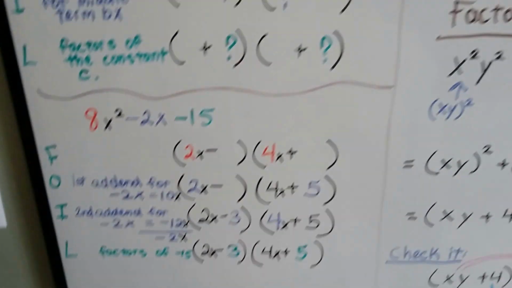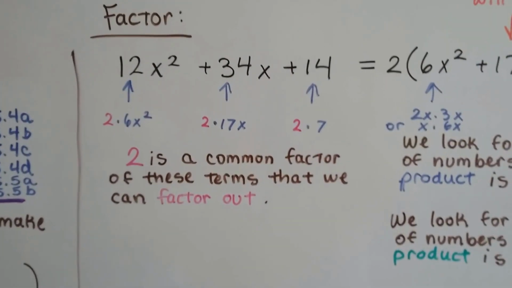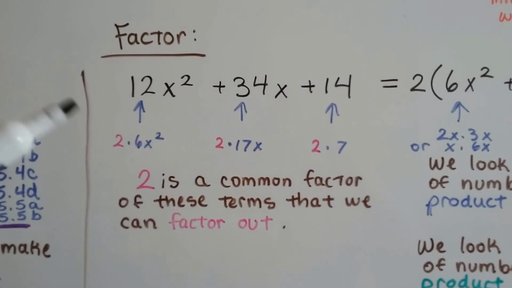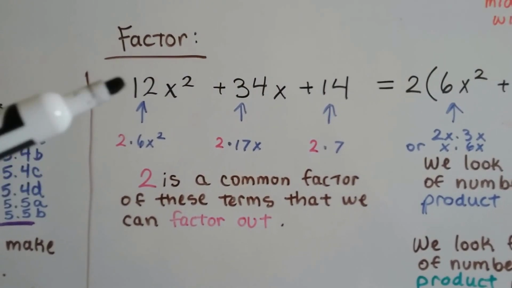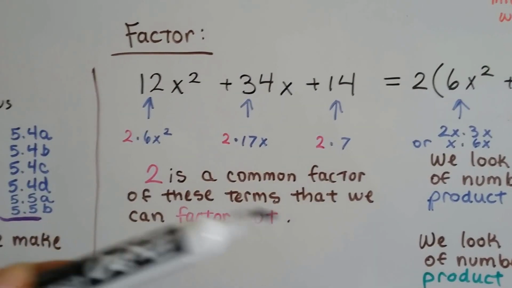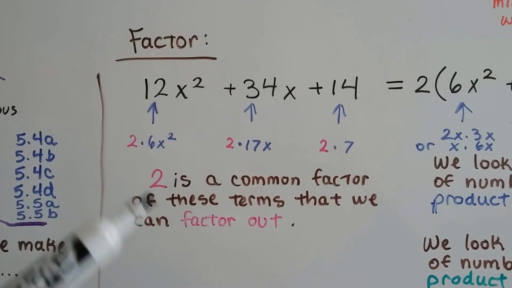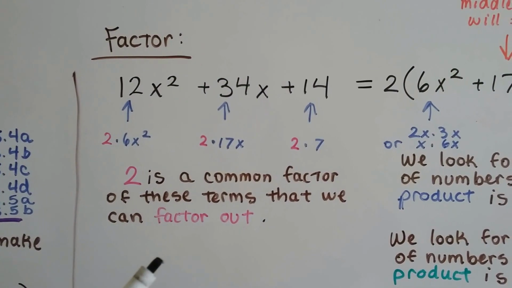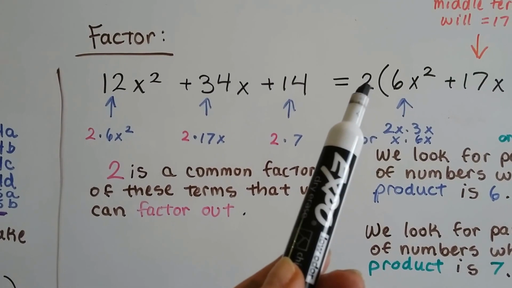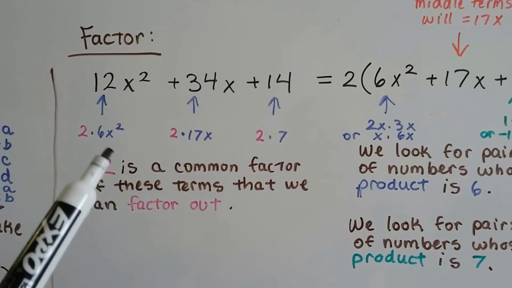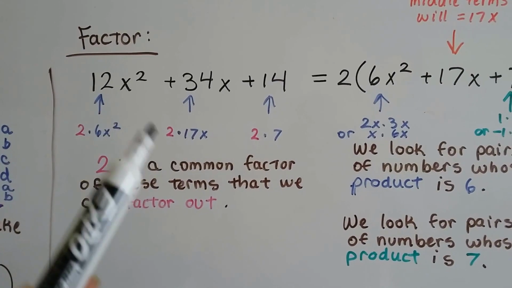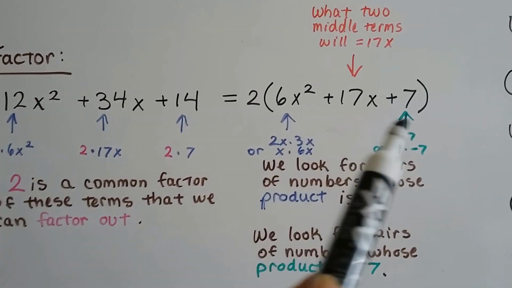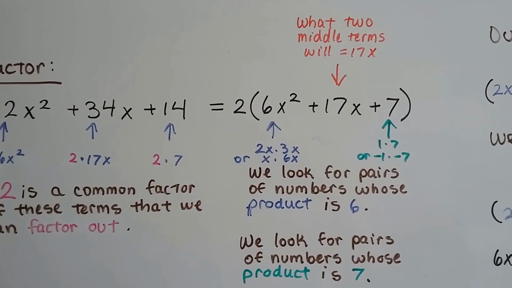See? Now take a look at this one. We've got a 12x² plus 34x plus 14. And we ask ourselves, can anything be factored out? If we factored each one of these by a 2, we could see we have 2 times 6x², 2 times 17x, and 2 times 7. So 2 is a common factor of these terms, and we can factor it out. So we put it in front of a parentheses like this. Whatever's left over, the 6x² plus the 17x plus the 7, goes into a big parentheses together like this, and we're going to factor that.